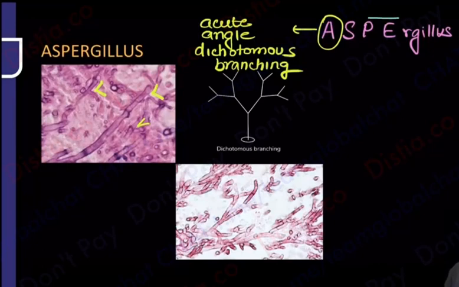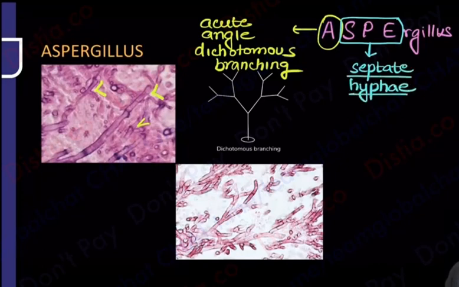And number 2, SPE will mean that it has the presence of septate hyphae. It is going to have the presence of septate hyphae. So SPE for septate, because now you will realize that yeah, there are lines present. There are some lines present. Those are septations. Look at this one more picture over here at the bottom. We can zoom into it.